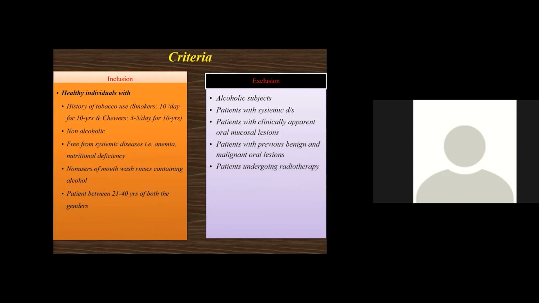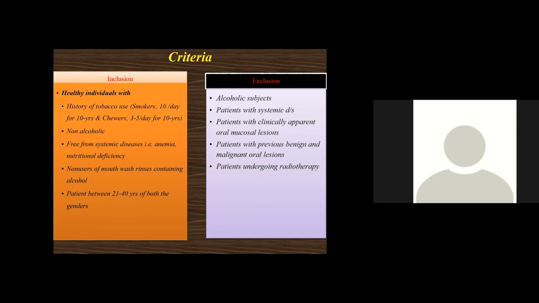So the inclusion criteria were history of tobacco use, at least smokers who used to smoke 10 cigarettes or beedis per day for 10 years, or tobacco chewers using around 3 to 5 sachets per day for 10 years. Non-alcoholic, free from systemic disease, and patients between 21 to 40 years of both genders.